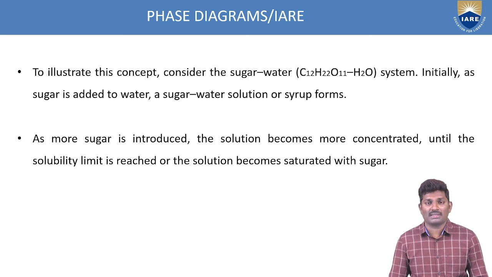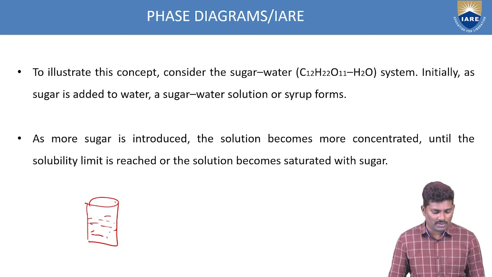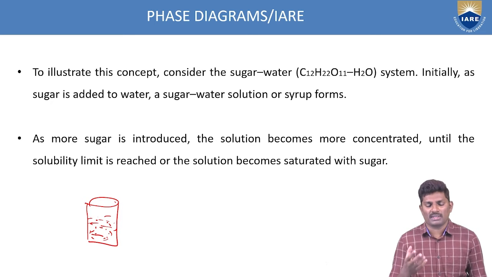So initially, sugar is added to water. At that state, what are you getting? You are getting a sugar syrup formation, is it not? Initially you are taking a glass of water, and you are adding some sugar here. What is happening? It is being mixed and you are getting some water solution or some sugar syrup.